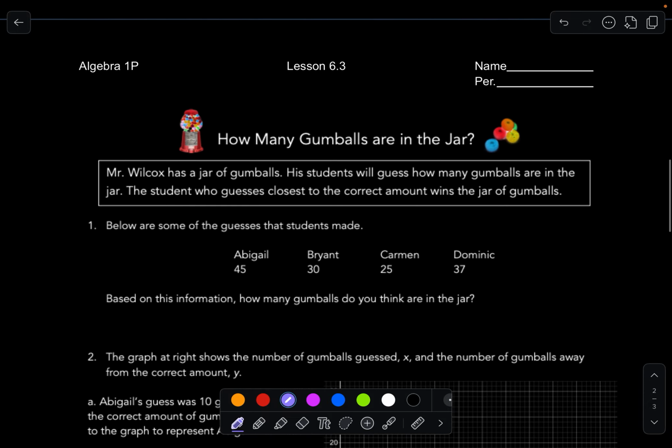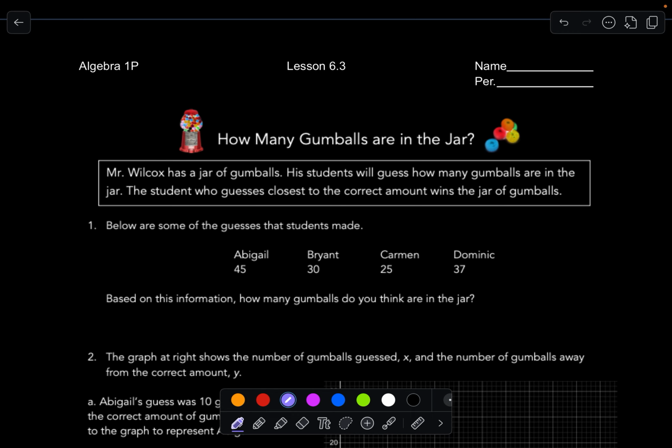Here's the activity. How many gumballs are in the jar? Mr. Wilcox has a jar of gumballs. His students will guess how many gumballs are in the jar. The student who guesses closest to the correct amount wins the jar of gumballs. Below are some of the guesses that students made.